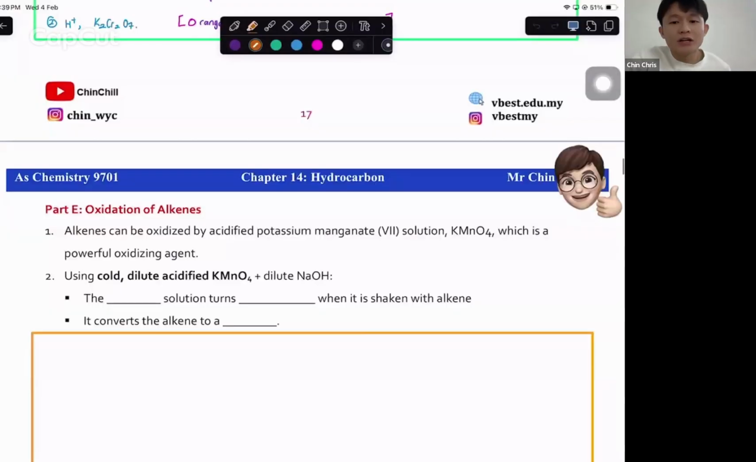Guys, let's go. I want you guys to look at oxidation of alkene. Page 18. Everyone have the notes? Yes, page 18 on oxidation of alkene, guys. Let's go.